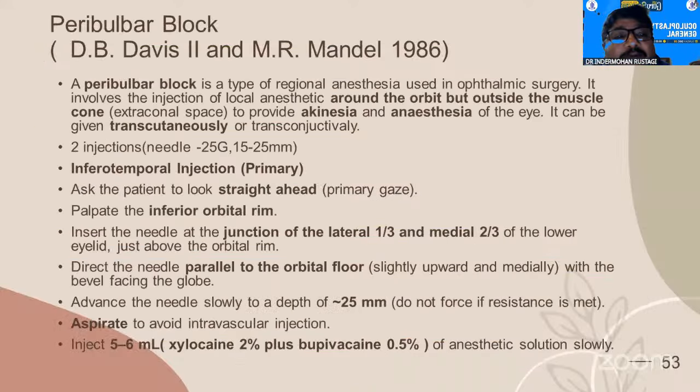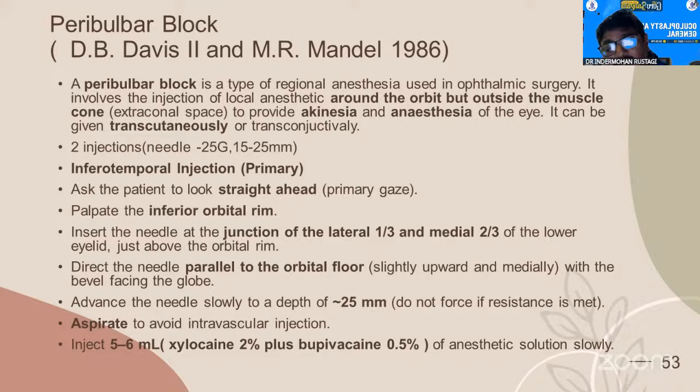Another block is the peribulbar block, which was given by Davis and Mandel in 1986. Think about it: this block came after around 100 years of the retrobulbar block. But it is a safe one, and it is given around the orbit into the extraconal space. Again, the primary site is the inferotemporal injection. The patient's gaze is maintained in the primary gaze, and it is given at the junction of the lateral one-third and medial two-thirds, parallel to the orbital floor.